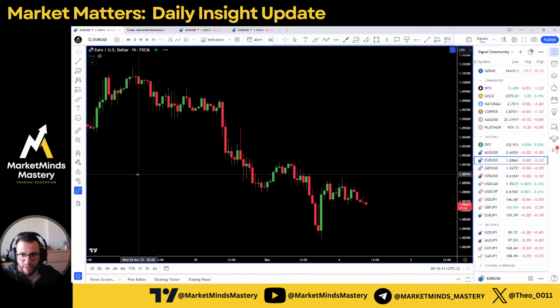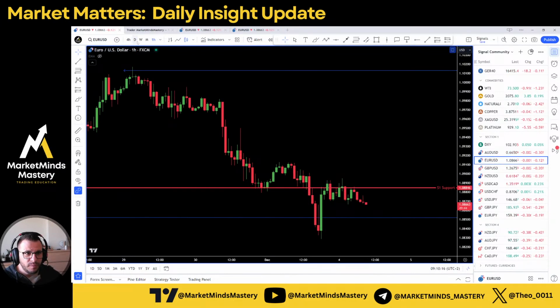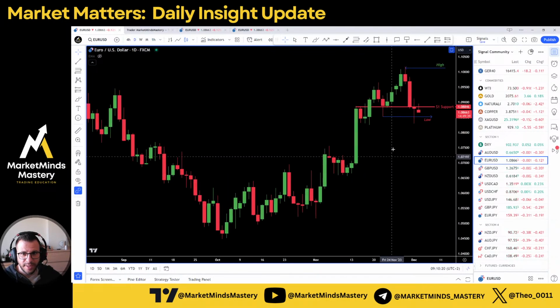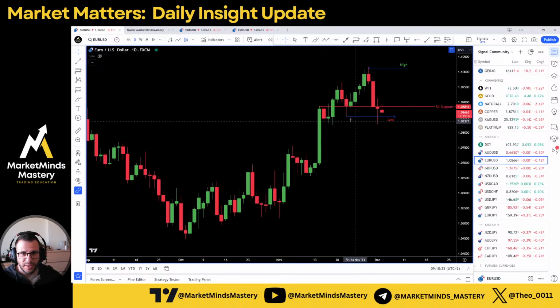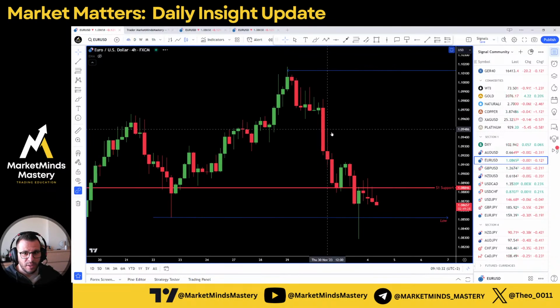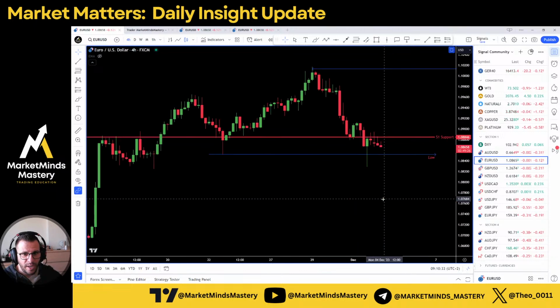Let's check the euro against the US dollar. What's going on on the daily chart? Price made a new low. You guys see this low here and this low there. So this low here is lower than this low. So price made a new low. We are still bearish, and we need to find ways to enter short.